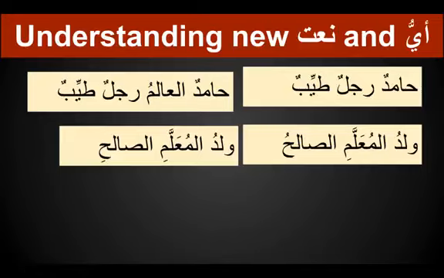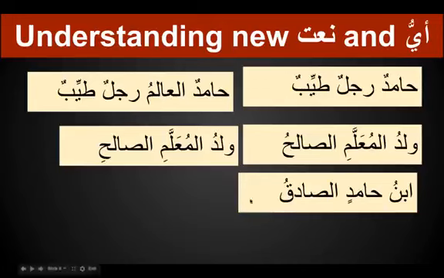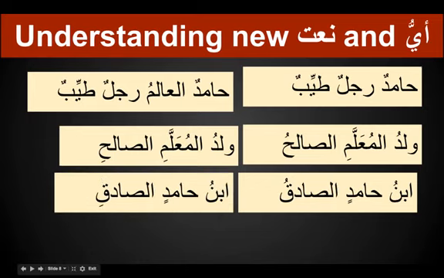the meaning of the sentence changes. Ibnu Hamidin as-sadiqu, it's truthful. Ibnu has dhamma, as-sadiqu has dhamma. So this is for Ibnu, the truthful son of Hamid. If this naat had come to the mudaf ilayhi, then it would be Ibnu Hamidin as-sadiqi, son of truthful Hamid.